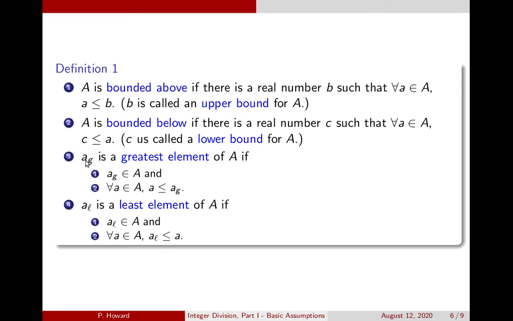Greatest element, A sub g, is a greatest element of the set of numbers A if it fulfills these two requirements. It has to be in A, right? To be a greatest element of A, you have to be in A. And secondly, A sub g has to be an upper bound. It has to be greater than or equal to every element of A. And least element is defined in a similar way. Must be in A, and it must be less than or equal to every element of A.